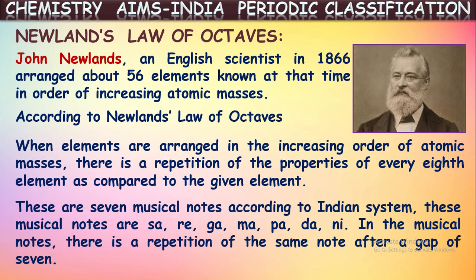There are seven musical notes according to the Indian system. These musical notes are, as we know, sa, re, ga, ma, pa, da, ni. In the musical notes, there is a repetition of the same note after a gap of seven, isn't it? After the gap of seven, we get the eighth note again, which is similar to the first note. In the same way, among the elements also, there is similarity between the first and the consecutive eighth element when they are written in the increasing order of their atomic masses. It was found by Newland.